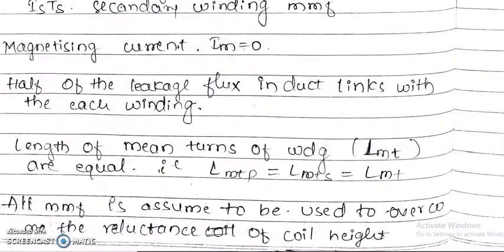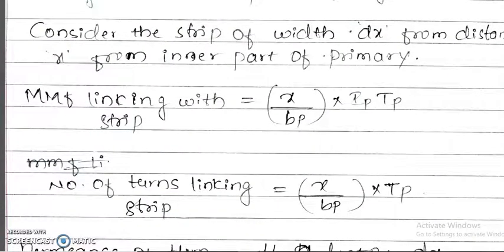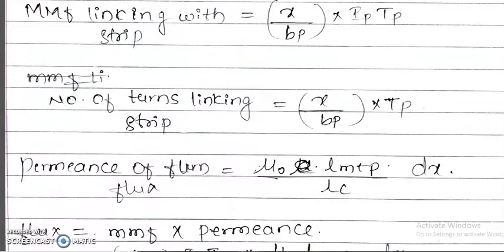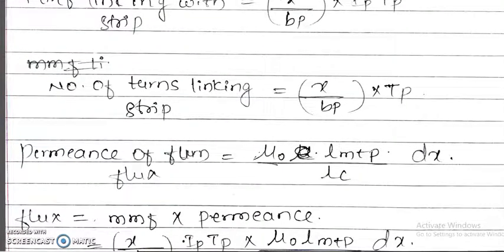Next, we have to calculate the values for the strip. Consider the strip of width dx at a distance x from the inner part of the primary, that we have done, and the mmf linking with the strip is x by bp times of iptp. The total mmf with respect to the primary is iptp, so linking with the strip, it is x by bp times. Only a small percentage of the mmf is linking with the strip. That's why x by bp times of iptp. Whatever number of turns are present in the primary winding, only a small number of turns are linking with the strip. So it is x by bp times of tp.